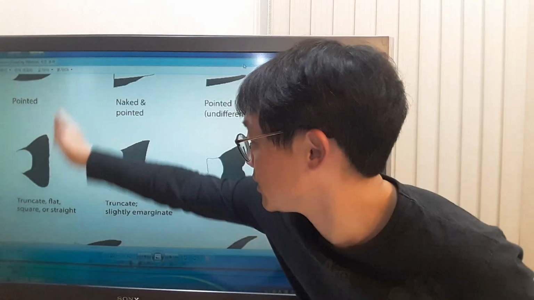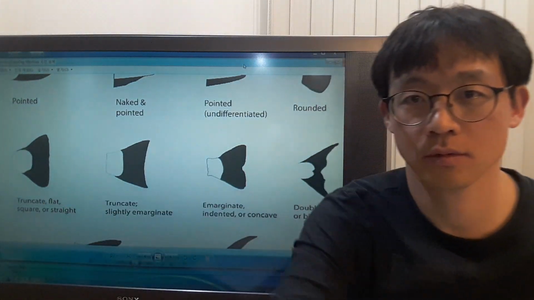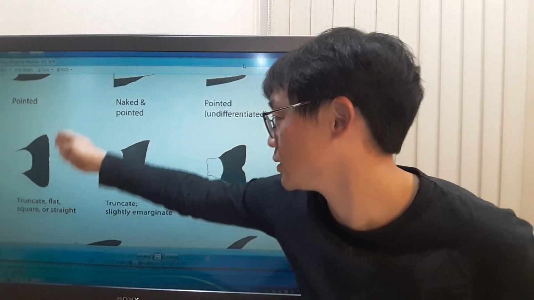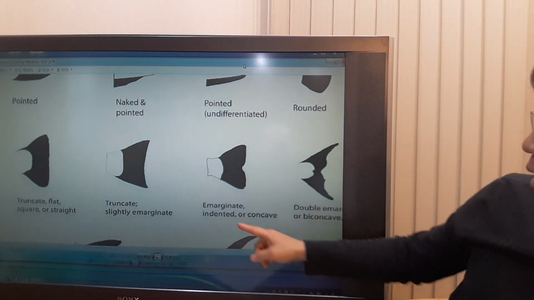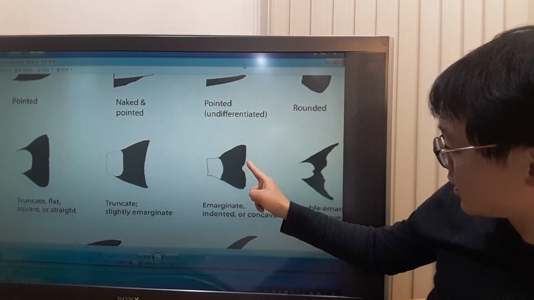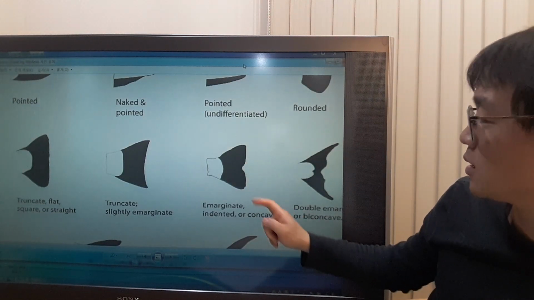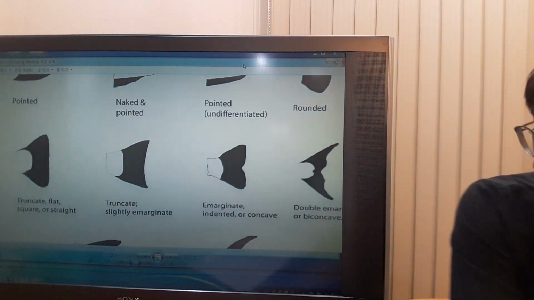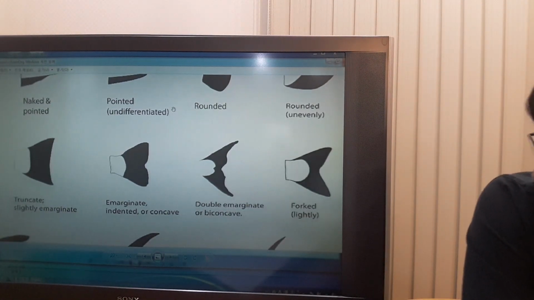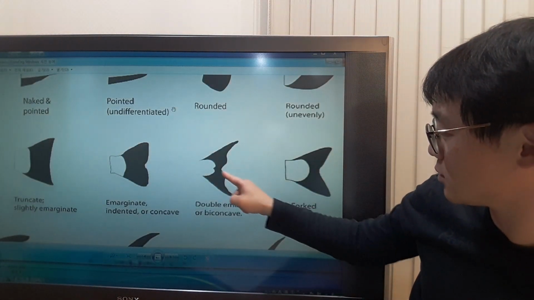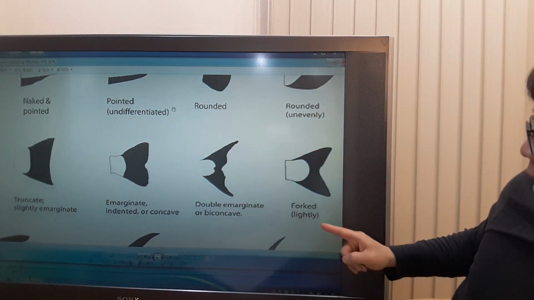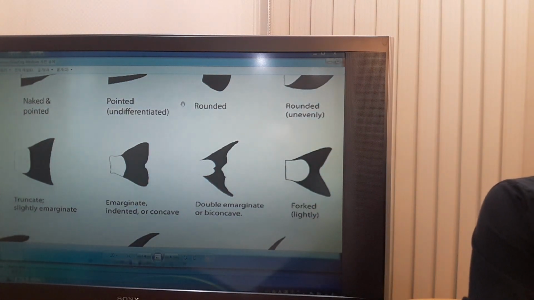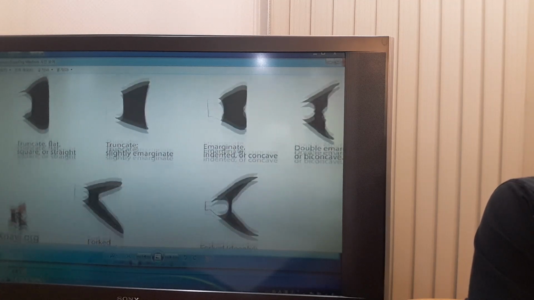Truncate means the end is cut off. Okay? Did I just move this? Truncate. You see that? Truncate. Okay? And emarginate means it has a cut, V-form cut. You understand? Emarginated. And this would be like double emarginated. That means it's cut here. Okay? And forked means it has a part looking like fork. Okay? And then what else?